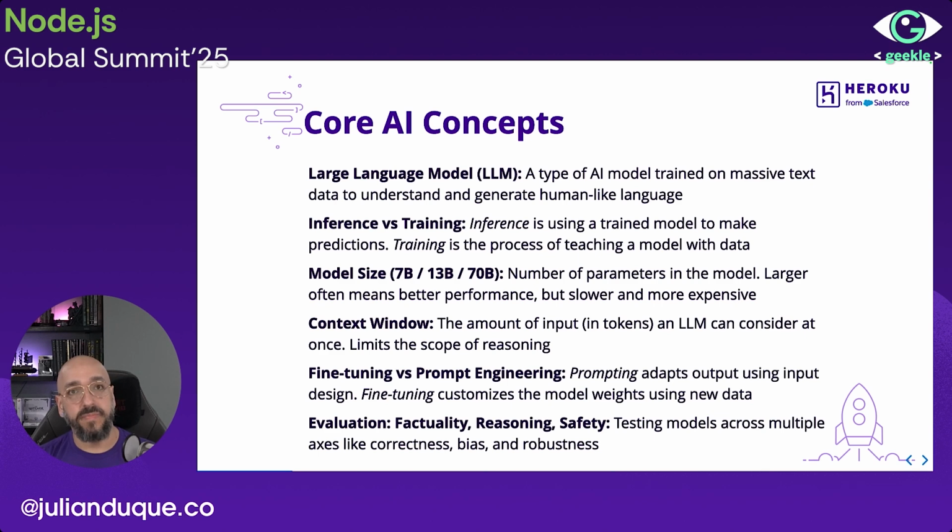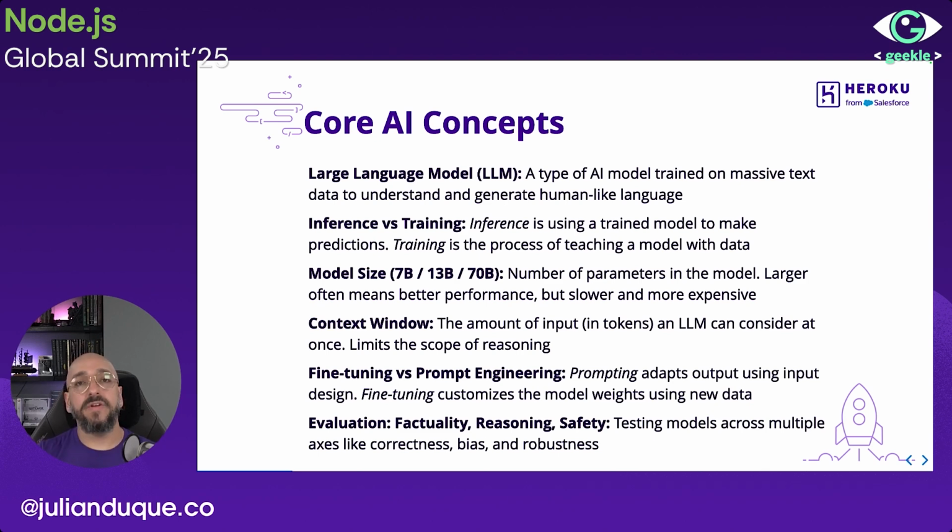There are two other concepts that are very important. One is fine tuning and the other one is prompt engineering. Prompting, or prompt engineering, is pretty much adapting the output using input design. So the better I describe what I want, and I ground my prompt and give context to my prompt, the better output I'm going to get out of the LLM. Fine tuning is customizing the model using new data. We are not training a new model. We are just adding new specific data into this model so it can be smarter at solving certain types of problems.